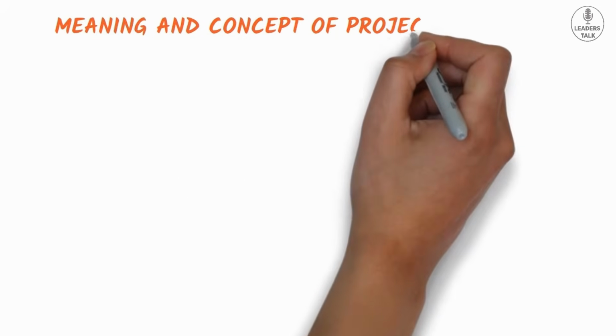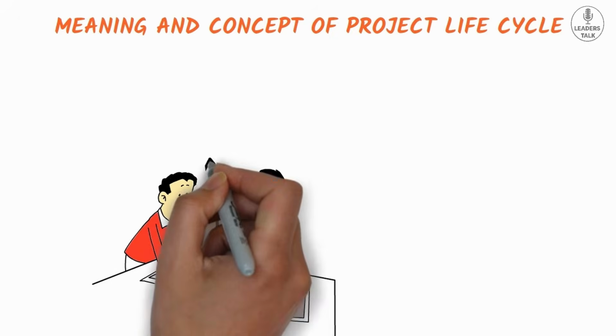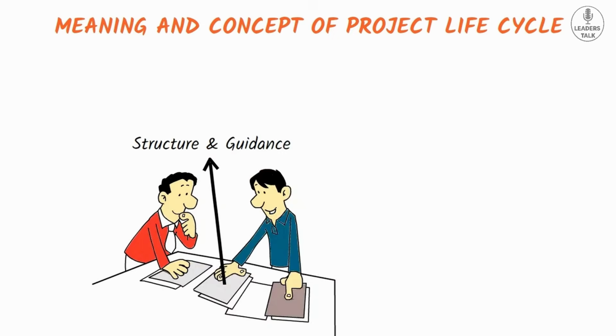So let's get started. Meaning and concept of project lifecycle. To begin, let's grasp the essence of the project lifecycle. The project lifecycle is a systematic framework that provides structure and guidance for managing a project from its initiation to its closure. It's like the roadmap that guides you through the entire project journey, ensuring that key objectives are met and that the project is completed within the specified constraints of time, budget, and resources.